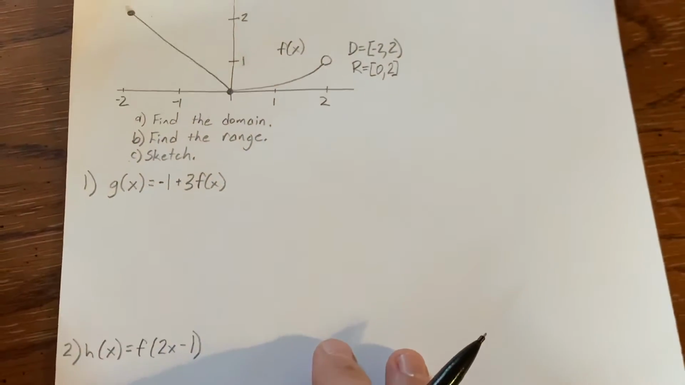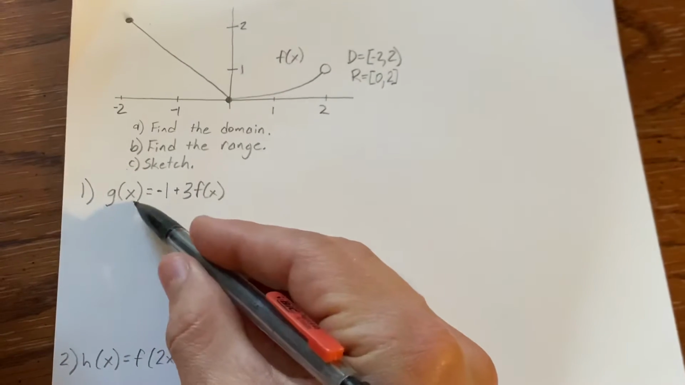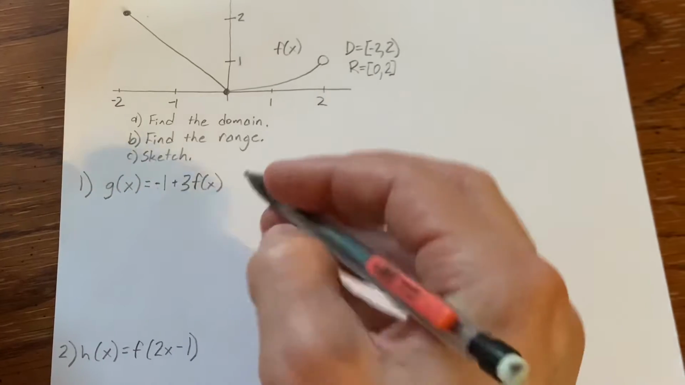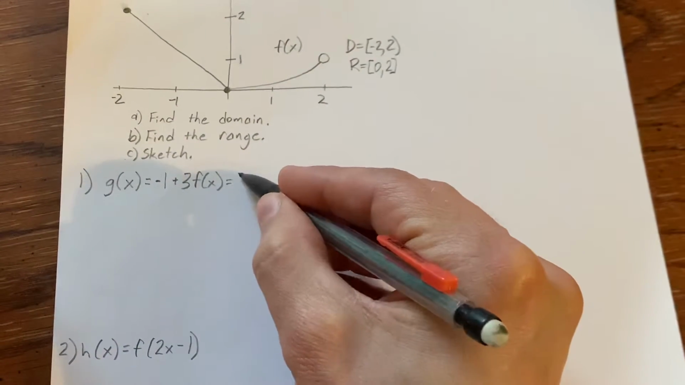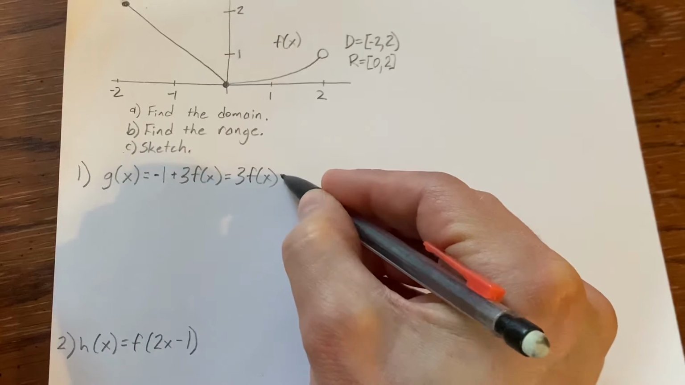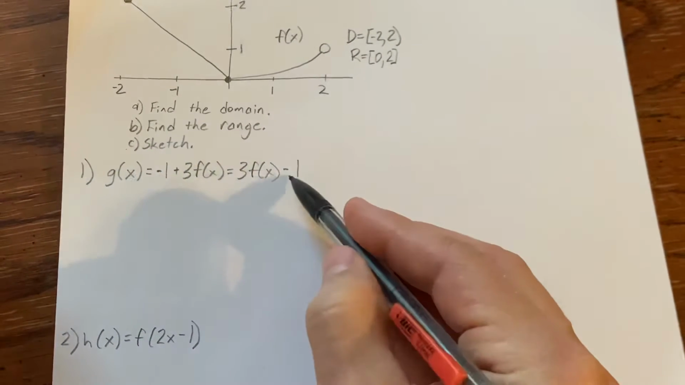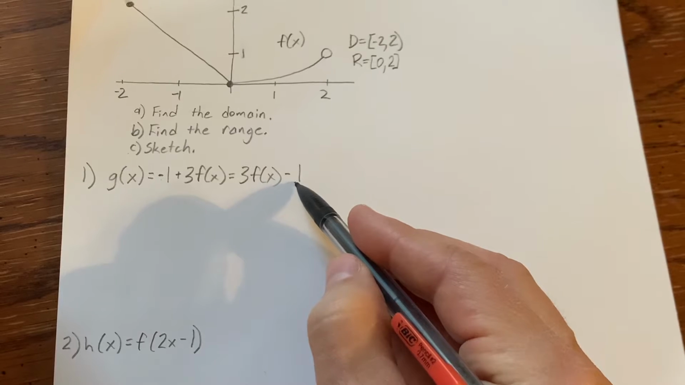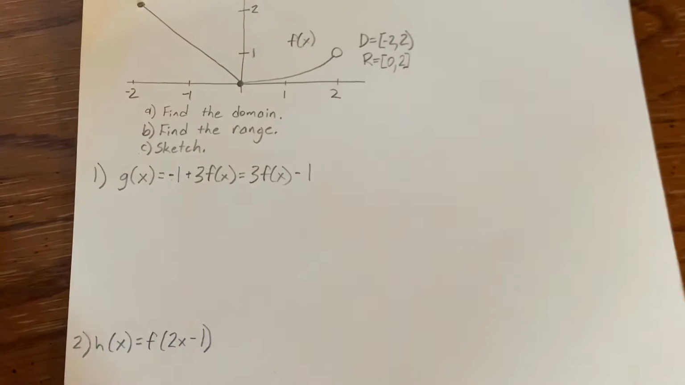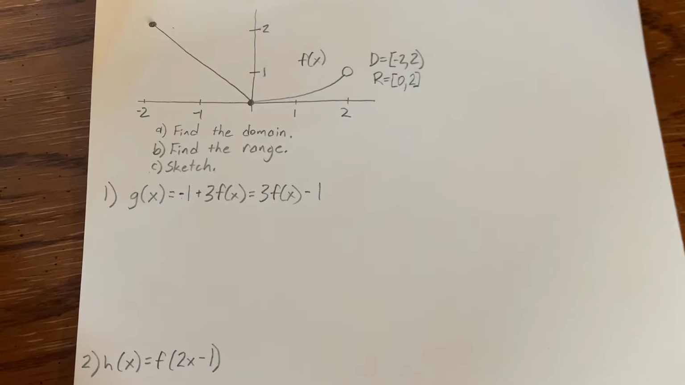Okay, so let's look at this first problem. Let's imagine that g of x is defined by -1 plus 3 f of x. Now, don't let the order fool you. You might be more used to seeing this as 3 f of x minus 1. This is a shift vertically down by 1. This is a vertical stretch by 3. Now you might ask, which of those should I do first?